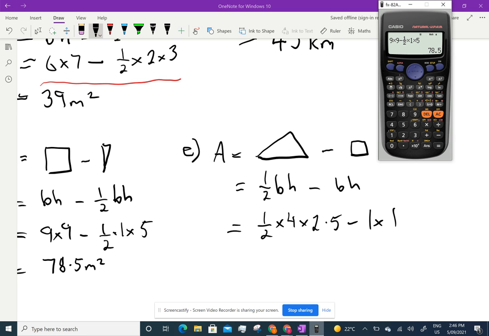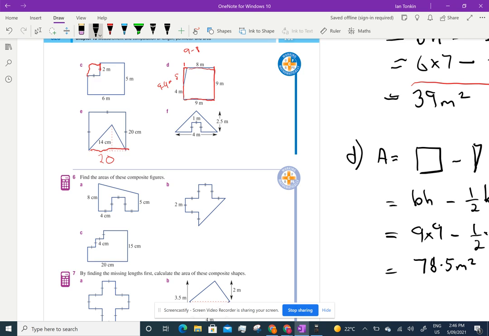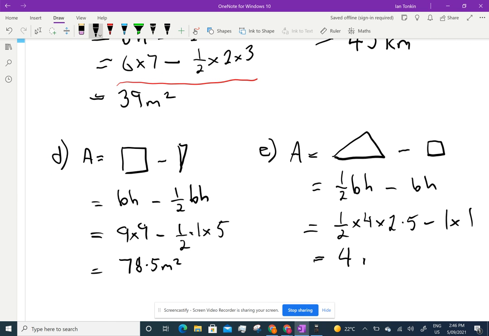And again, straight to your calculator. And this time I've got a fraction first, so a half of 4 times 2.5 minus this time 1 times 1. Oops, I've got an error there. Let's go back. What did I type in? I've got half of 4. I didn't put the times in. There we go. So my answer is 4. And what units are we in? Meters. And that's it.